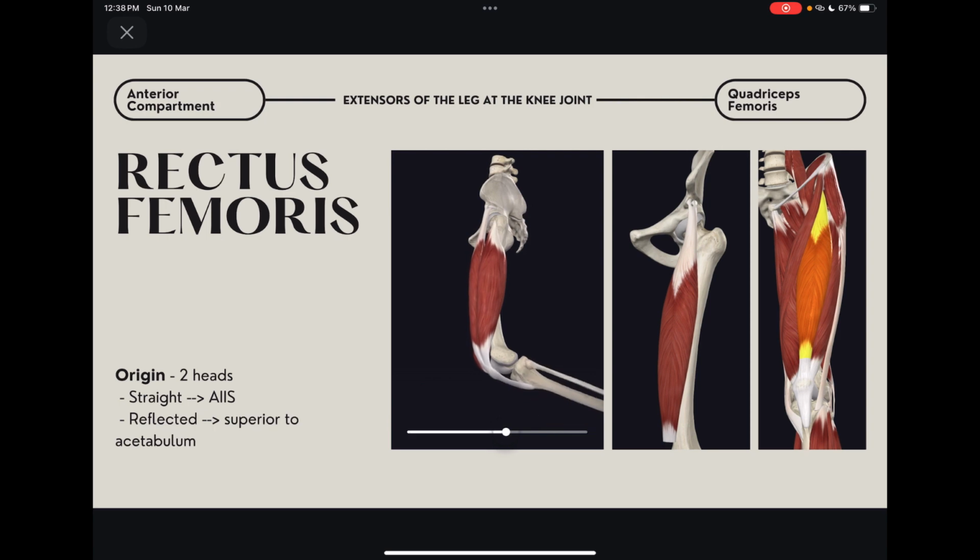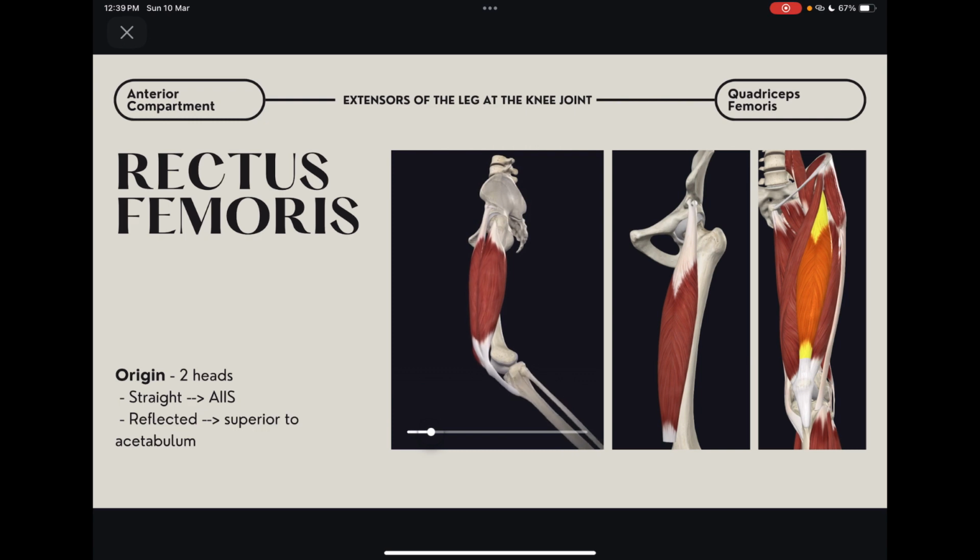Rectus femoris will have 2 heads. It has a straight head and a reflected head. The straight head is coming from the anterior inferior iliac spine. At the anterior superior iliac spine, we have the origin of sartorius. But at the anterior inferior, we have the straight head of the rectus femoris. And then a little bit more to the back aspect, just above the acetabulum, we have the reflected head of the rectus femoris.